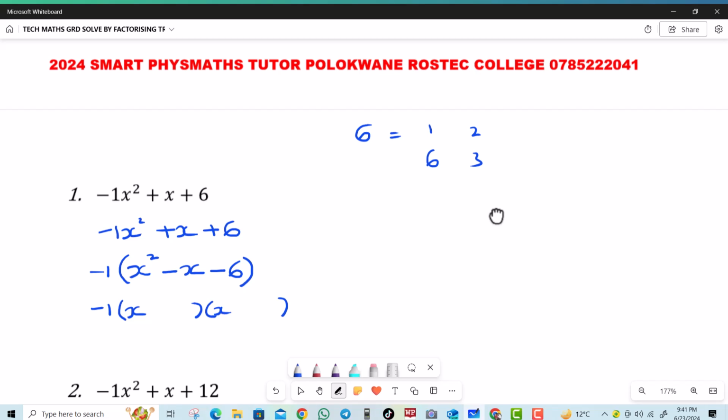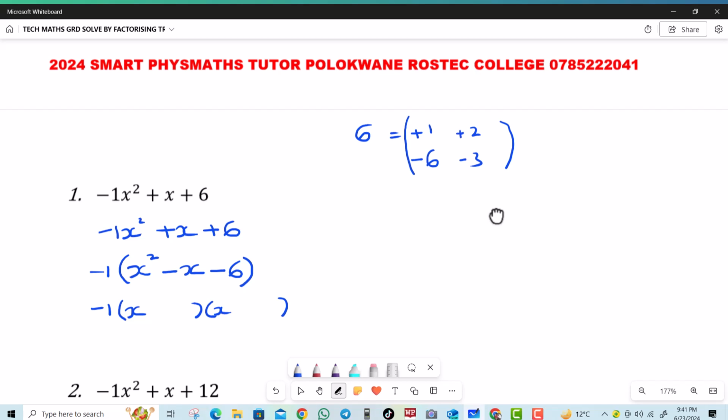The sign which is here is what goes on the bigger factor. So which of these two is bigger? Is it 1 or 6? 6 is bigger, right? So if 6 is bigger, it means 6 becomes what? 6 becomes negative, then 1 becomes positive, okay? What about which one is bigger? The 3 becomes negative, then the 2 becomes positive.